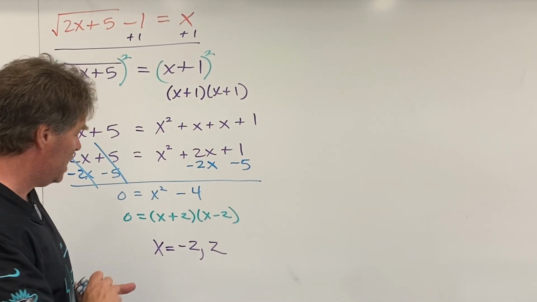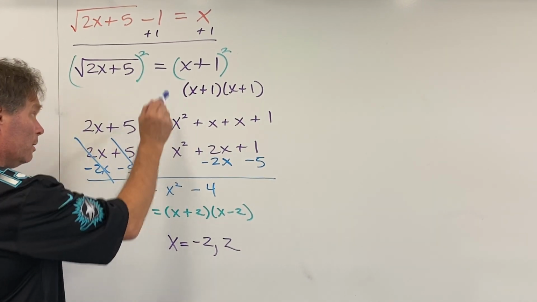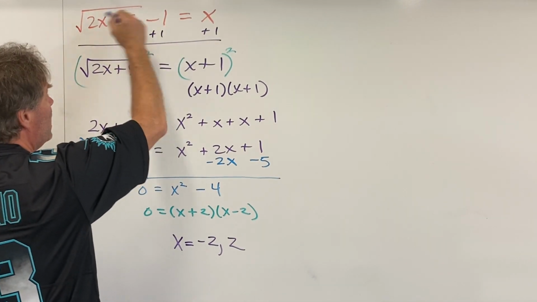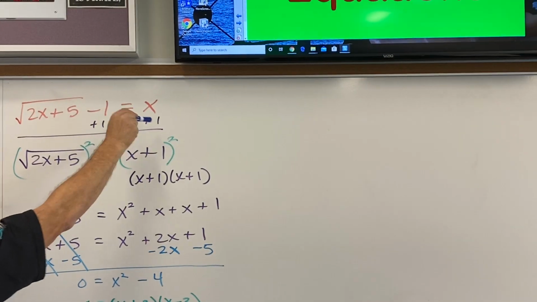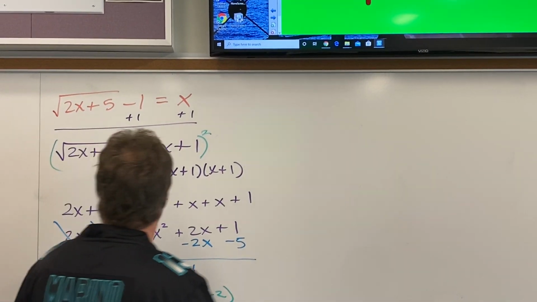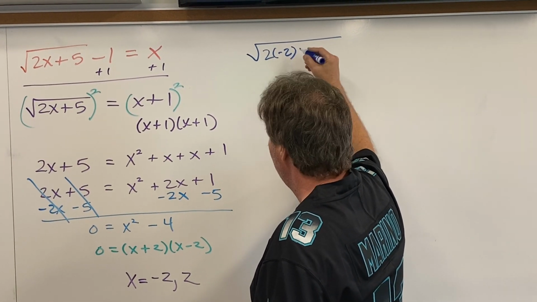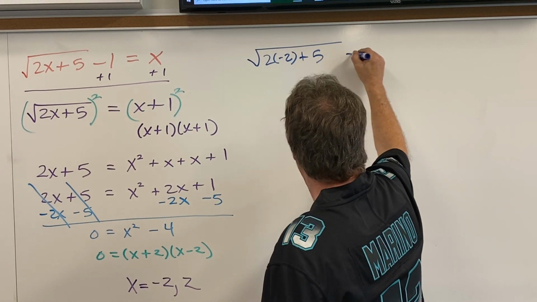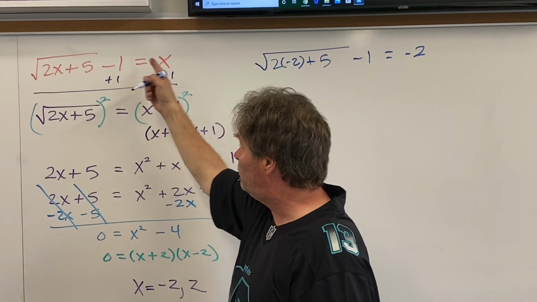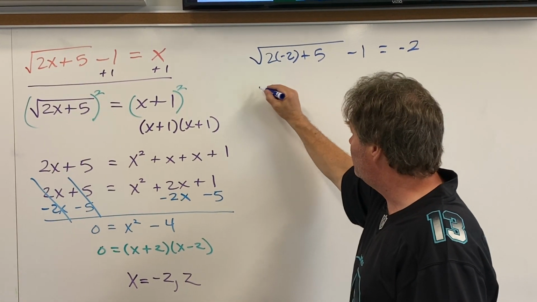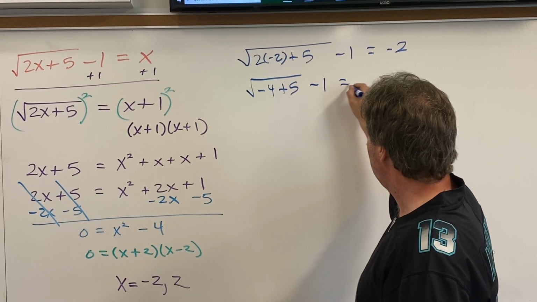So let's start with negative 2 to begin with. Now notice, don't go here, don't go here, don't go here, go here. Go way back before you ever squared anything. Go to the beginning right here. That's where you plug it in. So if I plug in a negative 2, it becomes the square root of 2 times negative 2 plus 5, minus 1 equals negative 2. See, I put negative 2 in for x and negative 2 in for that x. That's going to give me the square root of negative 4 plus 5, minus 1 equals negative 2.